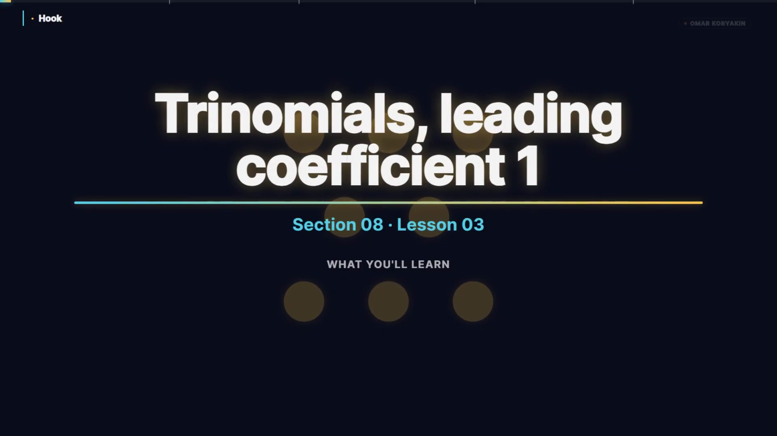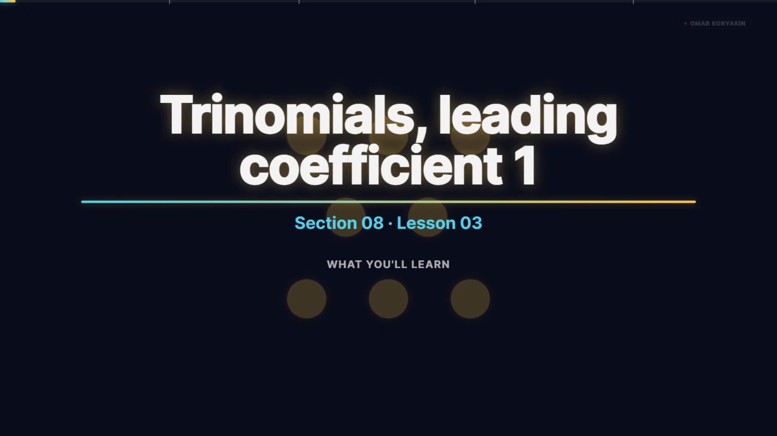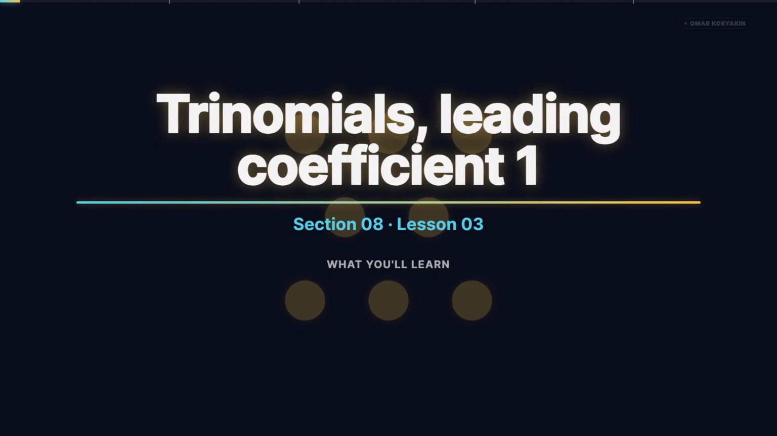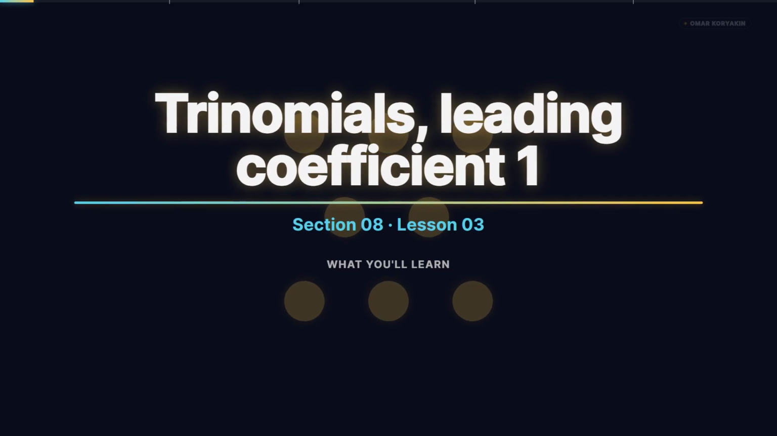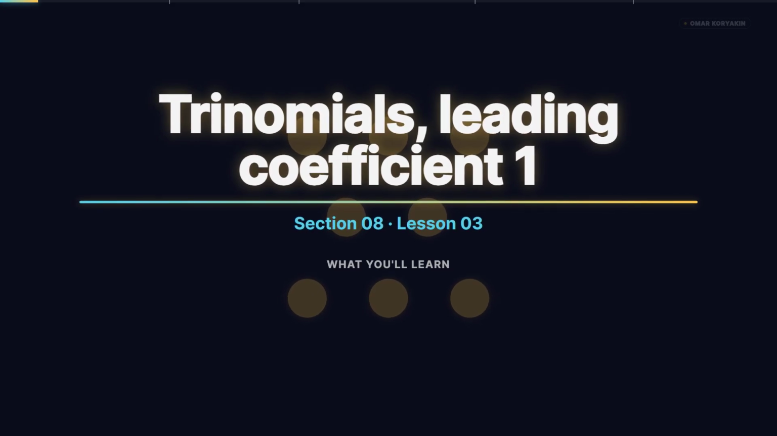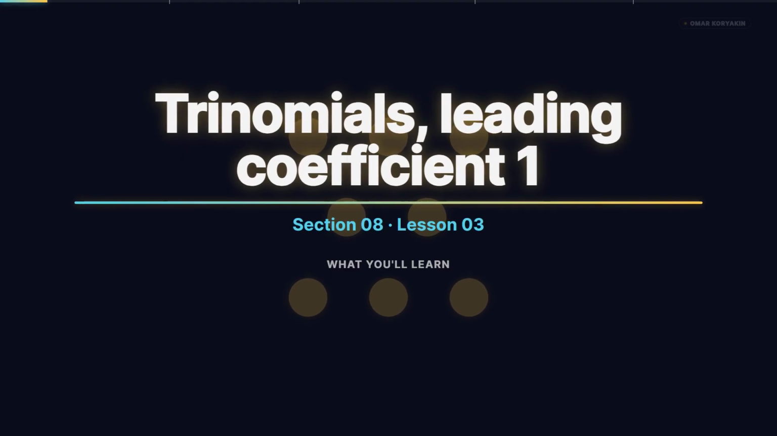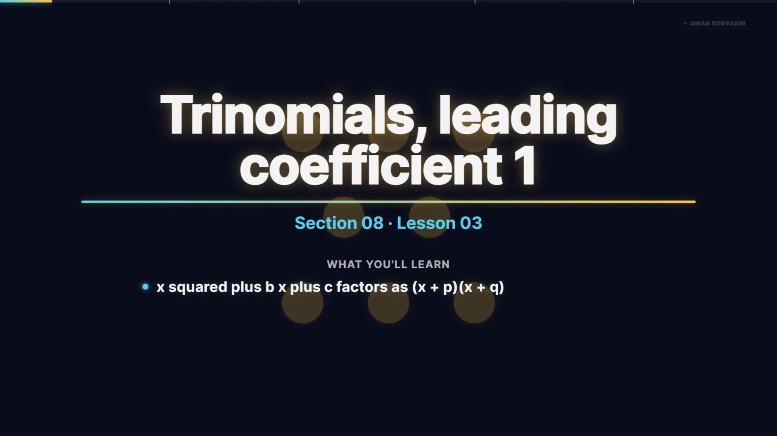Welcome to Section 8, Lesson 3. The previous two lessons covered factoring out a GCF and factoring by grouping. Today we tackle the most common trinomial pattern in all of algebra, x squared plus bx plus c, where the leading coefficient is 1. The technique is fast once the sign rules are clear.